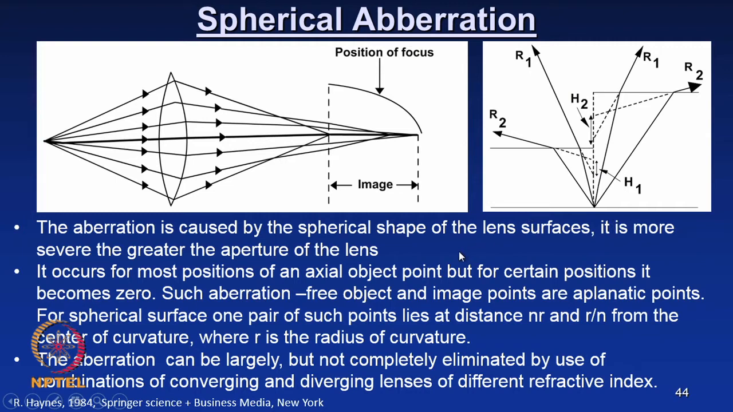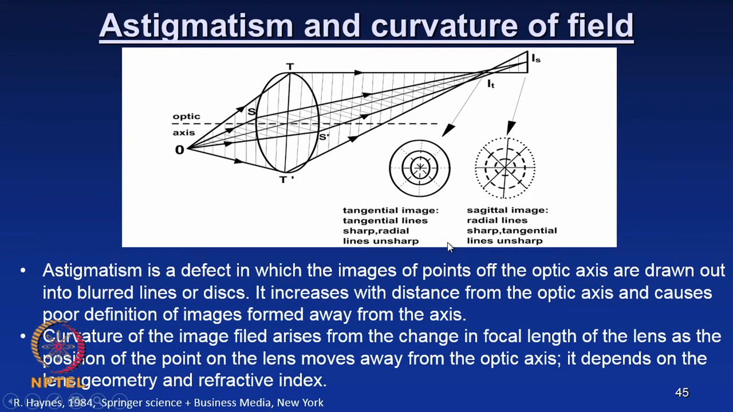So, now we will move on to the next defect, called astigmatism and curvature of field. Look at this image carefully. As I mentioned, this is an off-axis aberration. In the schematic, you have the optical axis and the lens here, and two different planes are defined: the tangential plane T' and the sagittal plane S'.